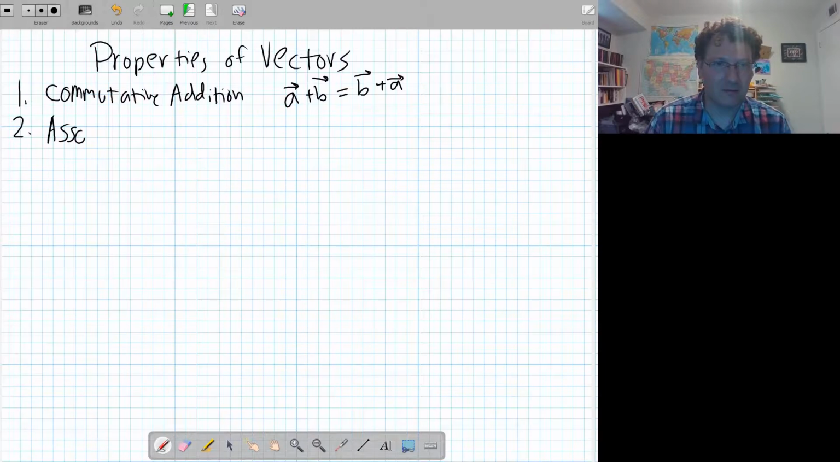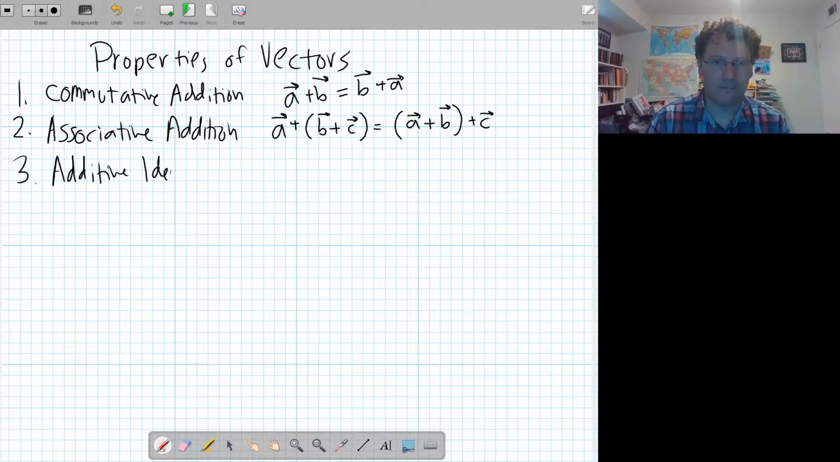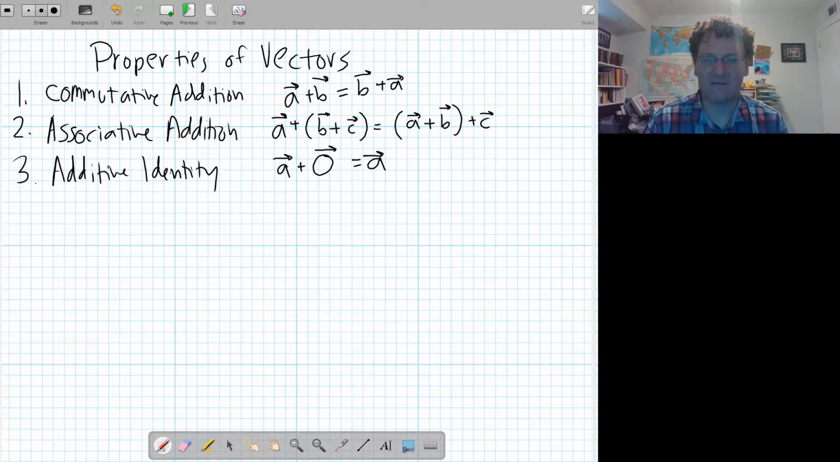Associative addition. So if we have vectors A plus B plus C, if you're going to add vectors B and C first, that's the same result as if you were to add vectors A and B first and then add vector C to that. Then we have the additive identity. So any vector A, if you add the 0 vector to it, you're just going to still have the vector A. The 0 vector is a vector with all components equal to 0.